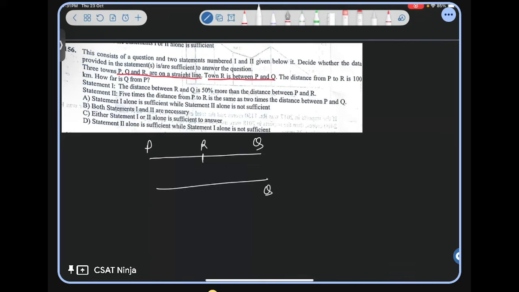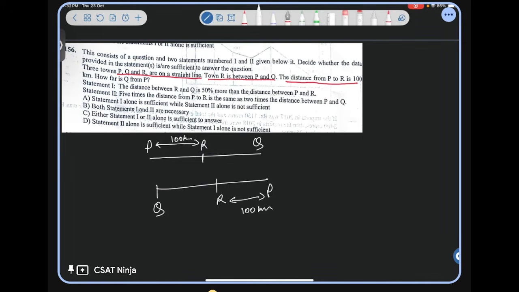Q here, R here, and P here. We don't know which case. The distance from P to R is 100 kilometers. The distance from P to R is given as 100 kilometers.